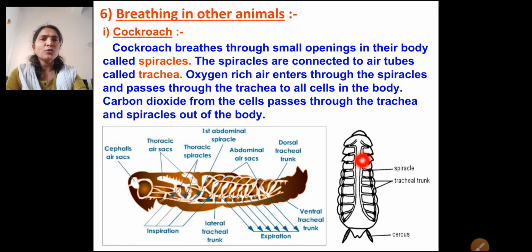Means inside the cockroach body there is an air tube, and through the air tube these spiracles are connected, and that connection is called trachea. Oxygen rich air enters through the spiracles and passes through the trachea to all the cells of the body. Air rich with oxygen enters the spiracle, and from the spiracle it goes into the trachea, and from the trachea it gets transferred to all the parts of the body. So in this way cockroach breathes with the help of spiracles.